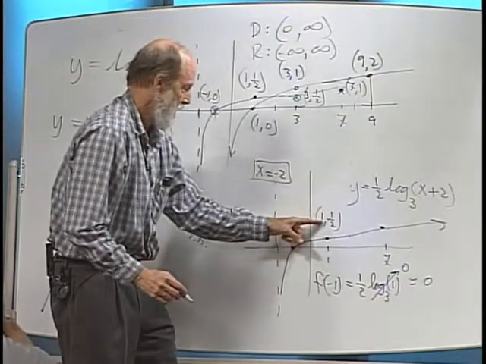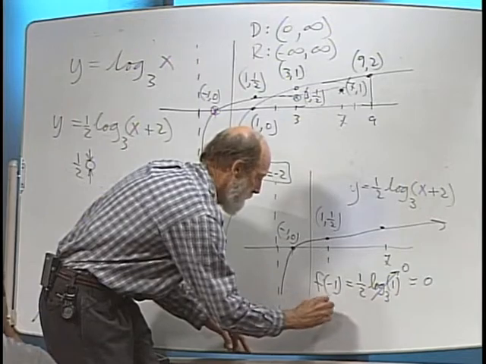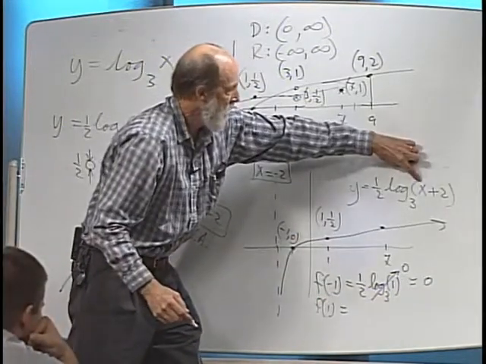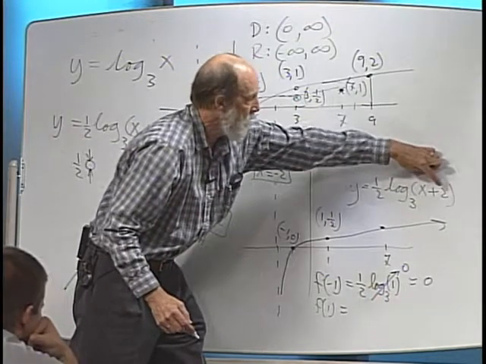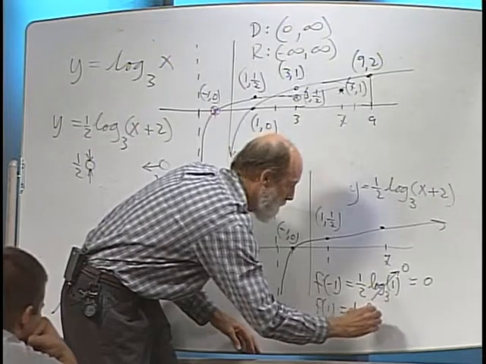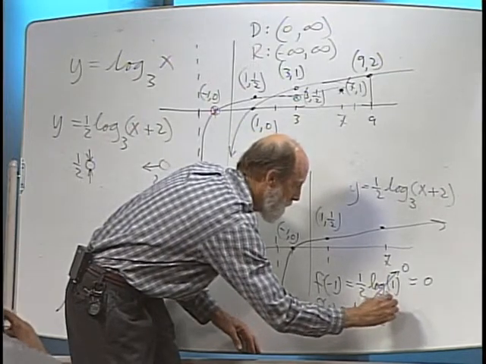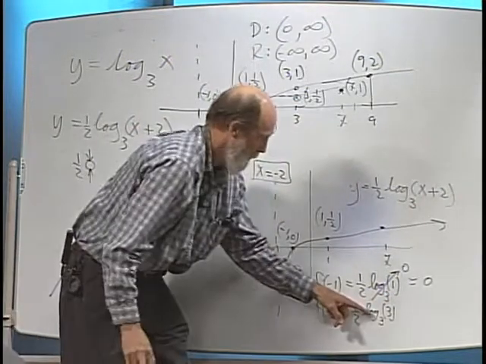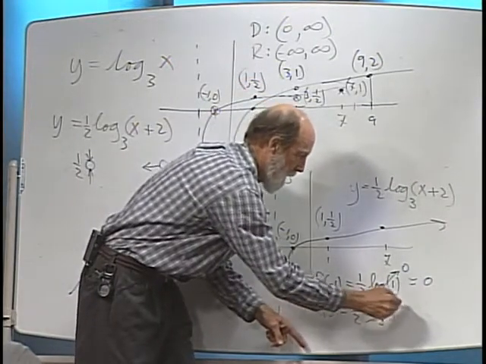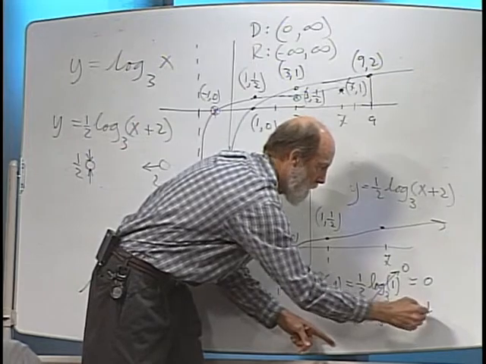Let's try putting an input of 1 in. I get log base 3 of 3 with a 1/2 in front. What's the exponent of 3 that gives you 3? That turns to 1, and we get a value of 1/2.